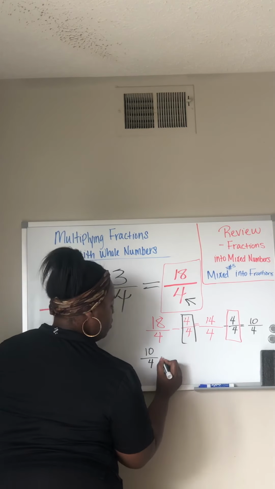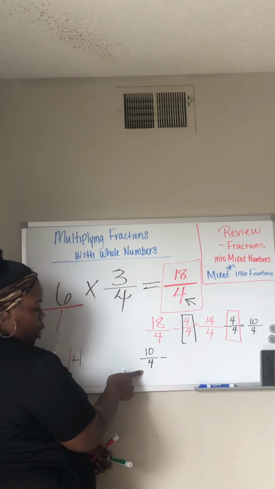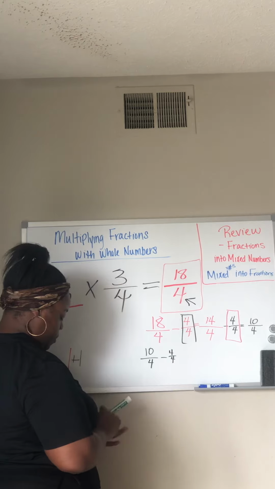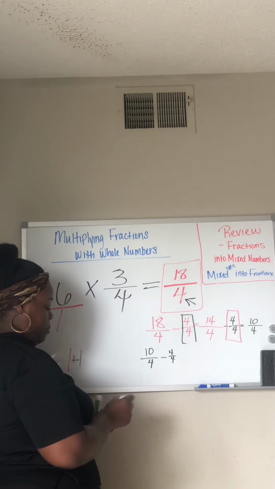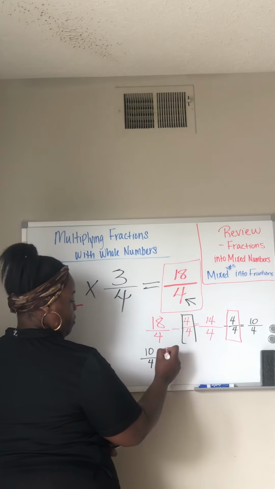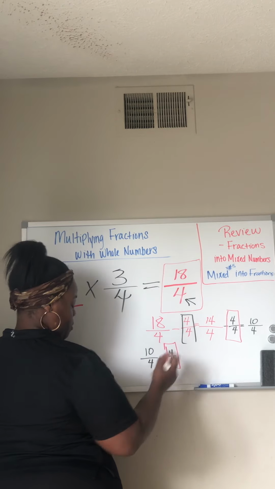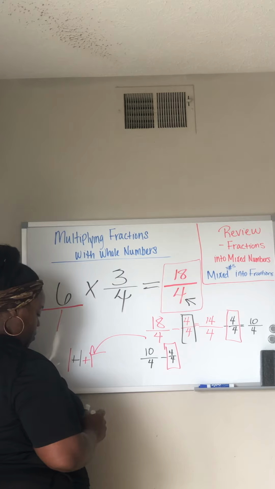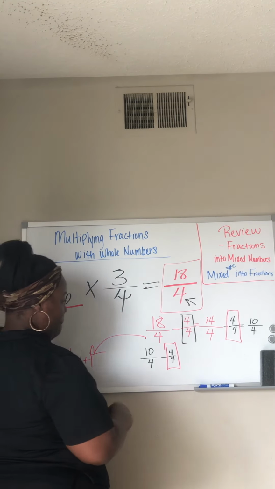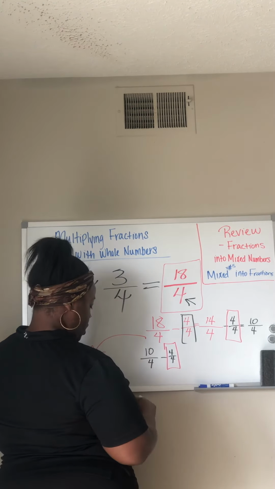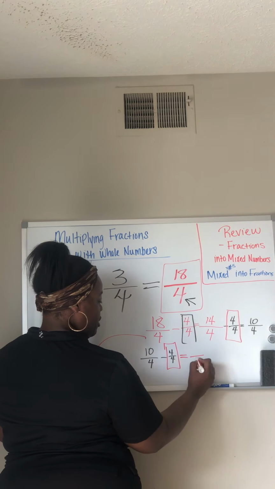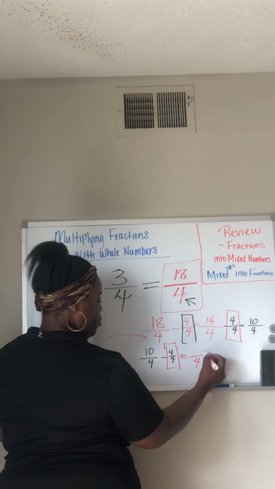Okay, so the answer we have now is 10 over 4. We can pull 4 over 4 once again. Once we pull that again, we can add it over here. Subtract. The denominator is still going to be the same. Subtract across.